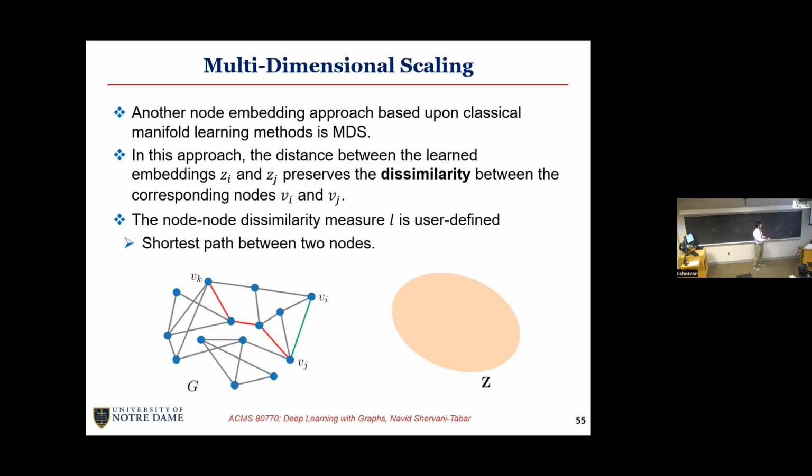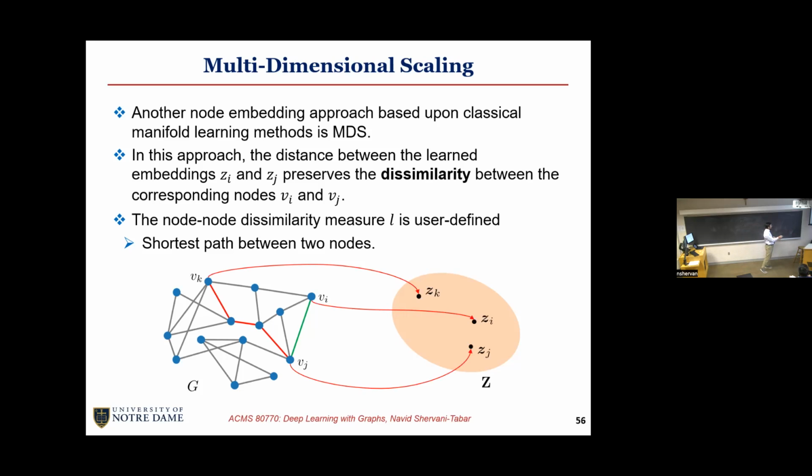Let's say that I have these two nodes, Vj and Vk. The distance between these is 3, right? It's the length of the shortest path between these. There is no shorter path that you can take from Vj to Vk that has length less than 3. So you need to at least traverse 3 edges to get from Vj to Vk. And then you can see that Vj and Vi are neighbors, right? So what we want to do here is embed this into some latent space.